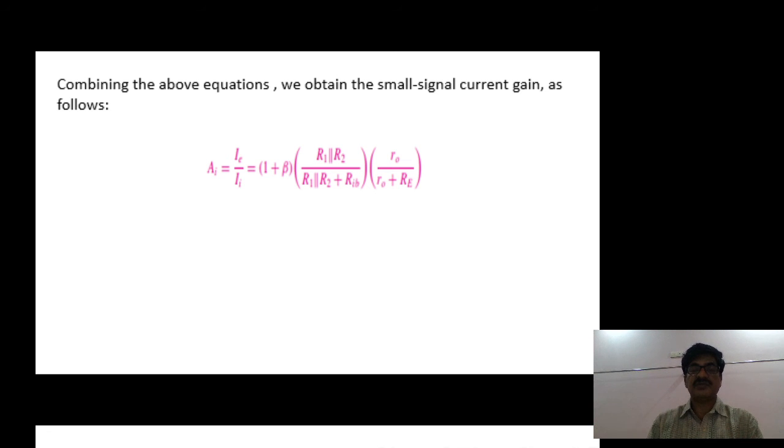Okay, thank you. In the next class you will see common base amplifier analysis. In any amplifier case, you have to derive voltage gain, input impedance, output impedance. Since it is a common collector, the current gain is very high, that's why we derived that one. Okay, thank you.